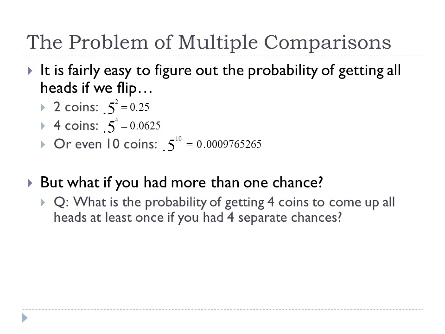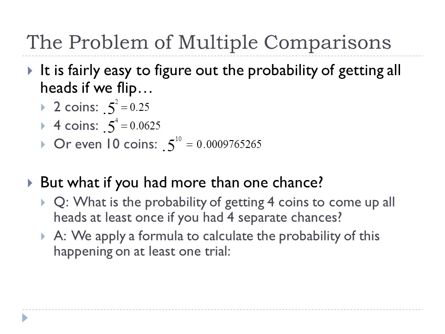So if I said, what's the probability of getting 4 coins to come up all heads at least one time if I give you 4 separate chances to flip all 4 of those coins? What I'm saying is you can flip 4 coins once, and if you don't get all heads, you can flip all 4 of them again. And if you don't get all heads, you can flip all 4 of them again. And if you don't get all heads, then you can even flip them one more time, all 4 of them. And I want to know, if you flip 4 coins 4 separate times, what's the chance that at least one of those times you'll get all 4 heads?